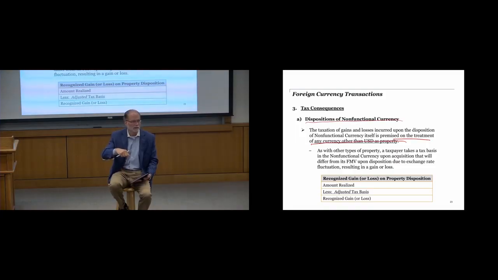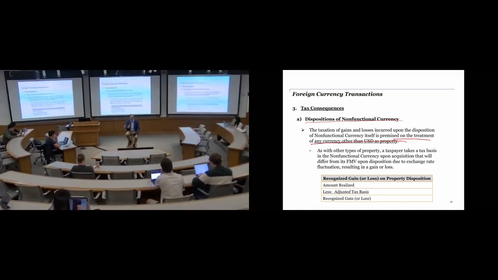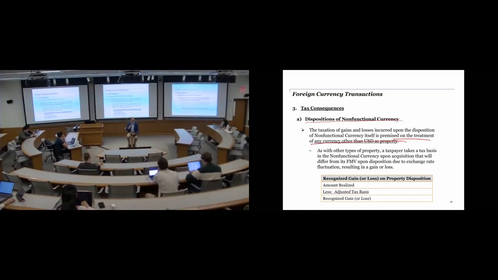Okay? So as with other types of property, any other property that you have, a taxpayer takes a tax basis in the non-functional currency the day they acquire it. That will differ from its fair market value upon disposition due to exchange rate fluctuation, resulting in gains or losses. This is our earlier tax classes when we dealt with property distributions. This is that same formula.